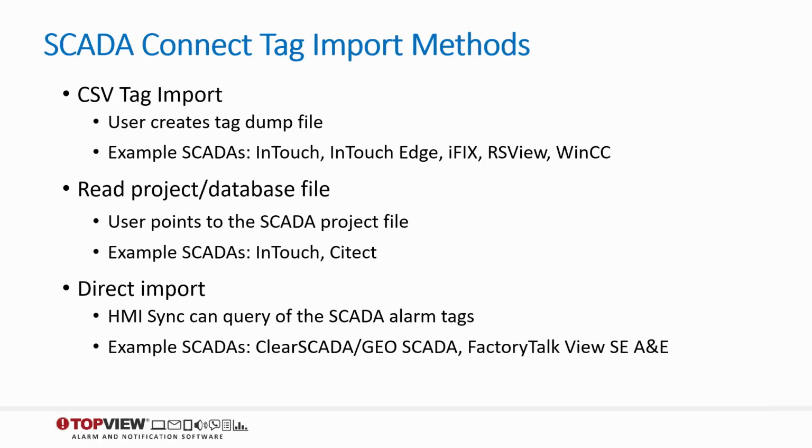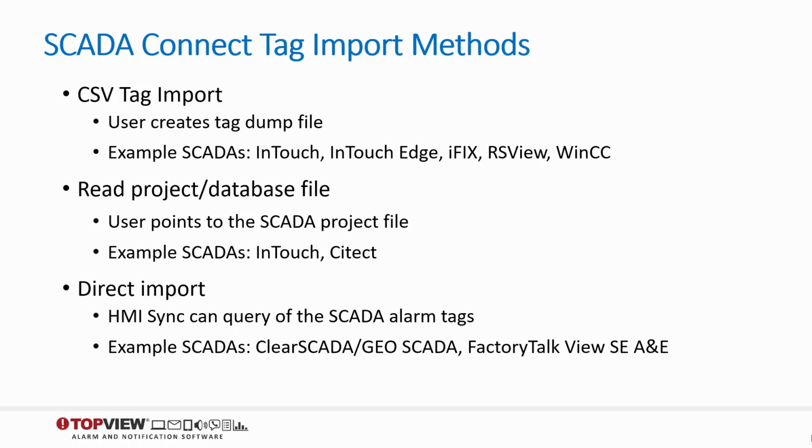Before we perform the HMI Sync step, let's take a look at the various methods used by SCADA Connect to import your SCADA alarms to TopView. Most SCADA systems provide methods to allow third-party applications to view the details of the SCADA alarms. The method used by SCADA Connect is determined by the SCADA you are using and the available options provided by the SCADA vendor. These options may include CSV tag import.